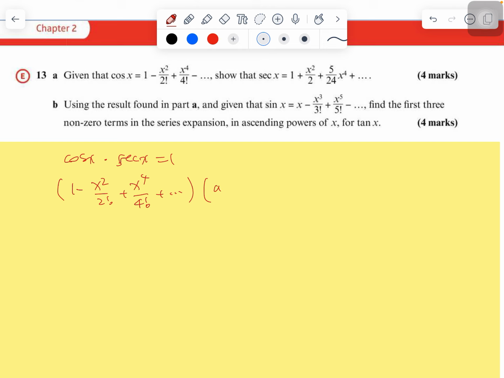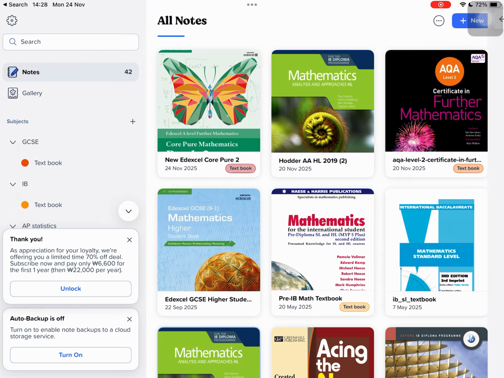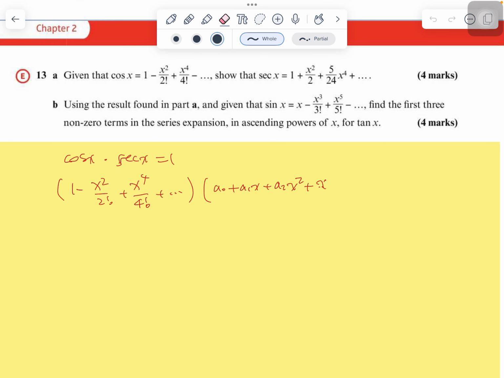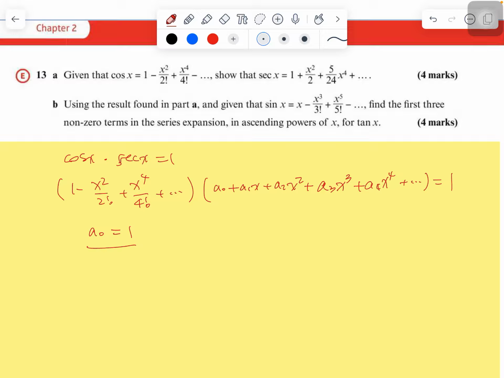So here, I just want to put a0 plus a1x plus a2x squared plus a3x cubed plus a4x to the power of 4 plus blah blah blah equals, no, I mean, 1. So let's make the constant term. On the left side, a0 equals 1. So now we know a0 is 1.